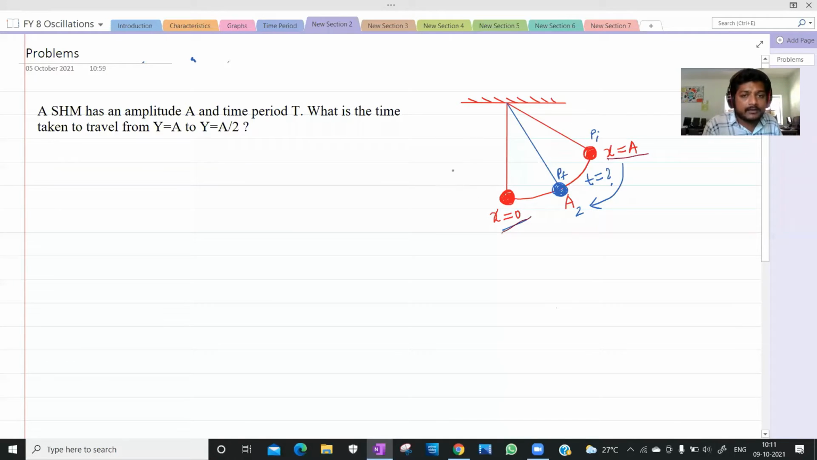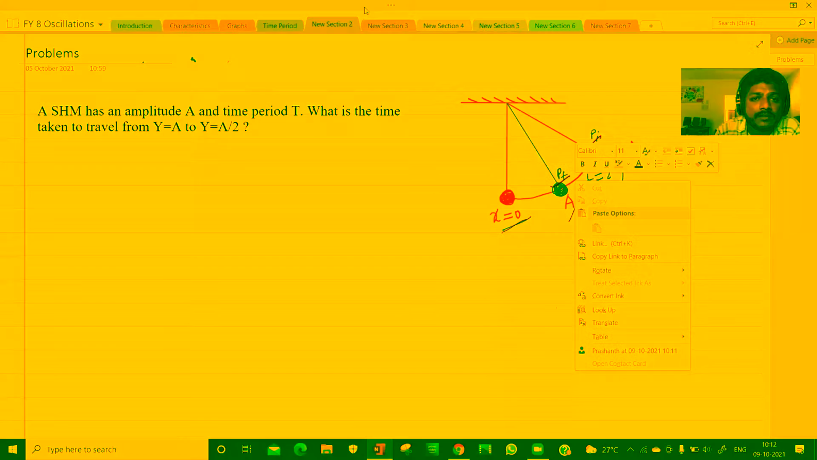What is the time taken for the particle to travel from y equals a to y equals a by 2? This is a by 2. How much time will it take to travel from this position to this position? That is the question they have asked, right?